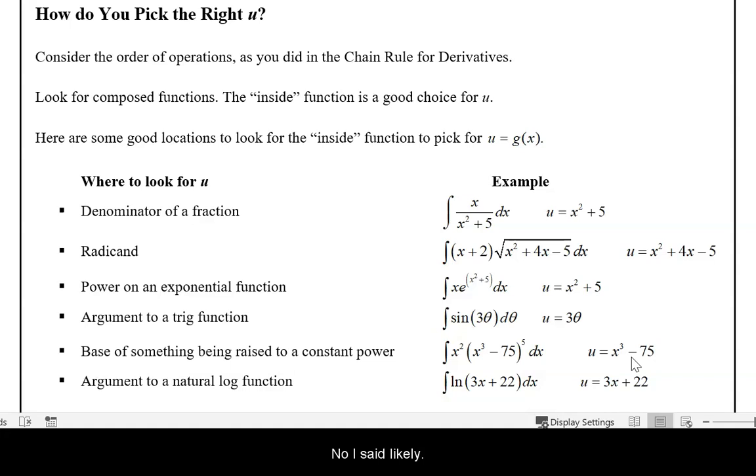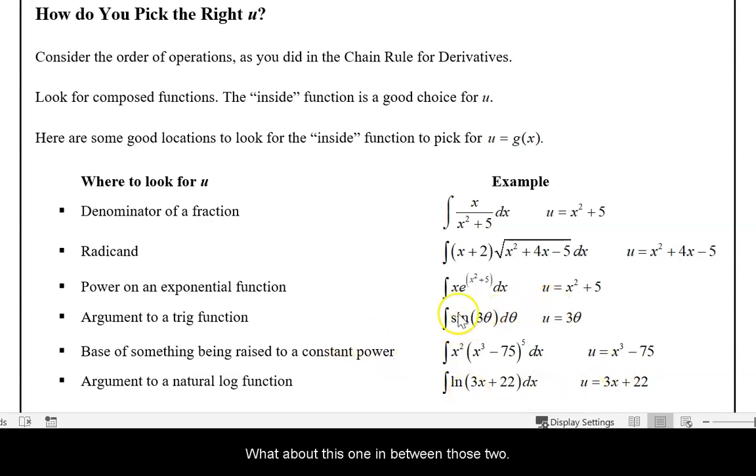Note I said likely. You need to be comfortable with getting it wrong sometimes. This is normal. This is what mathematicians do. We're wrong a lot, but we've learned not to let it bother us because what we've learned are techniques to find what works if we don't give up. So if the first choice of U you pick doesn't work, back up and pick something else.